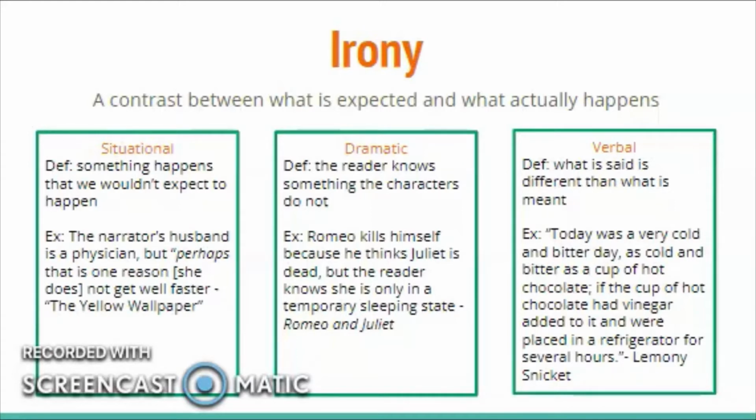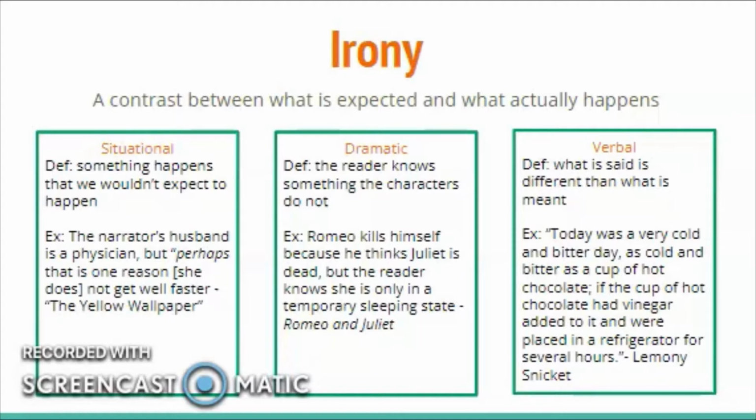Then we also have dramatic irony. So dramatic irony occurs when we as the reader know something that the characters do not know. This could be something that one character doesn't know, or something that all of the characters do not know. An example of this is from Romeo and Juliet.